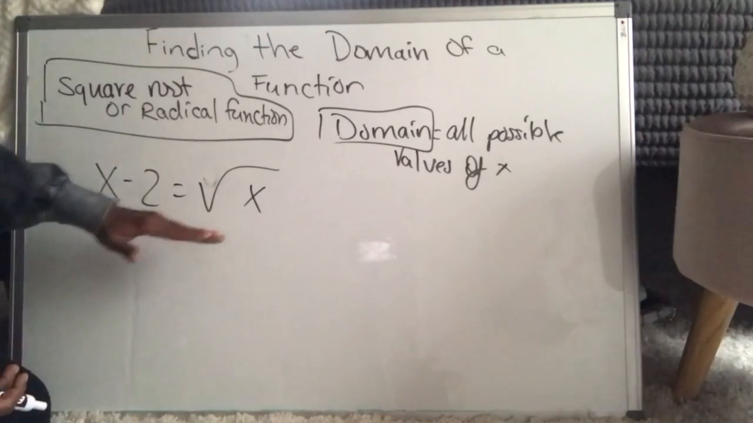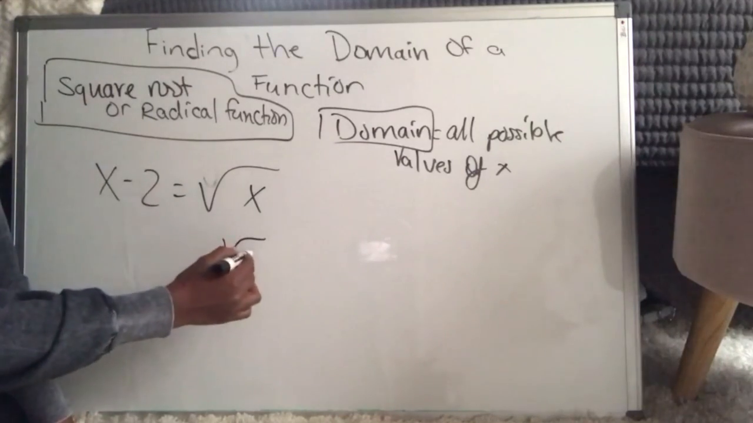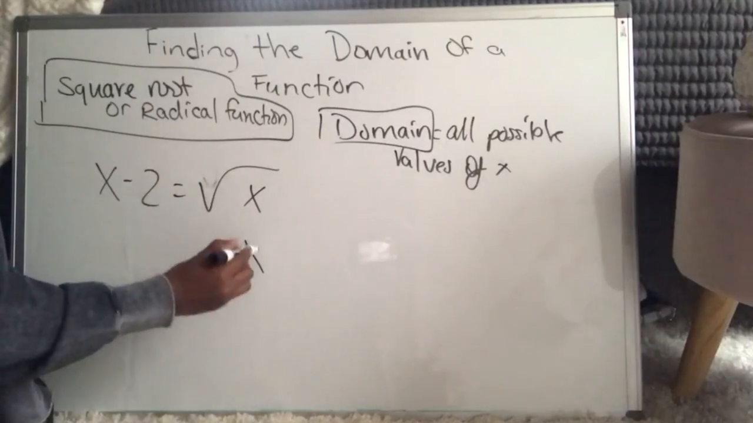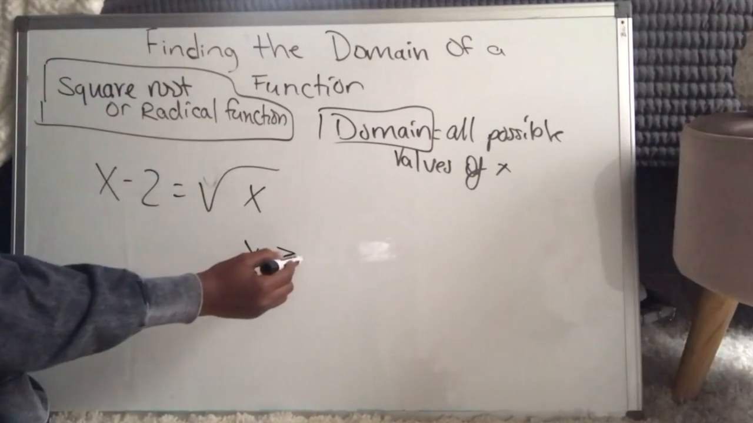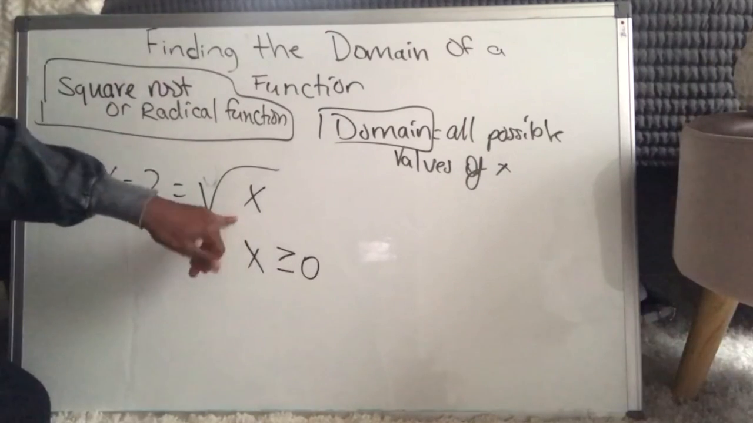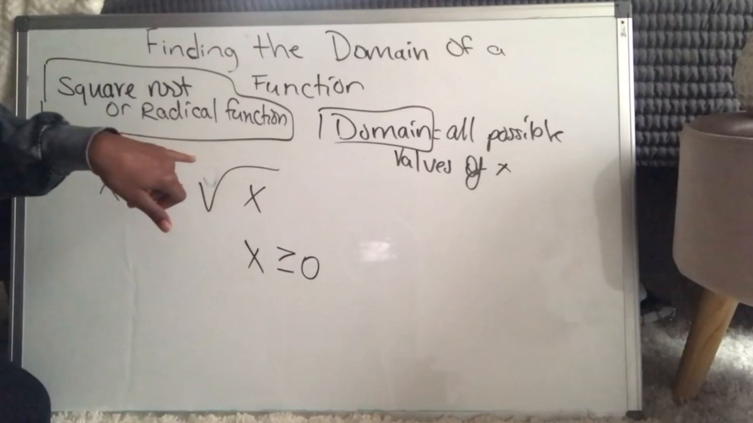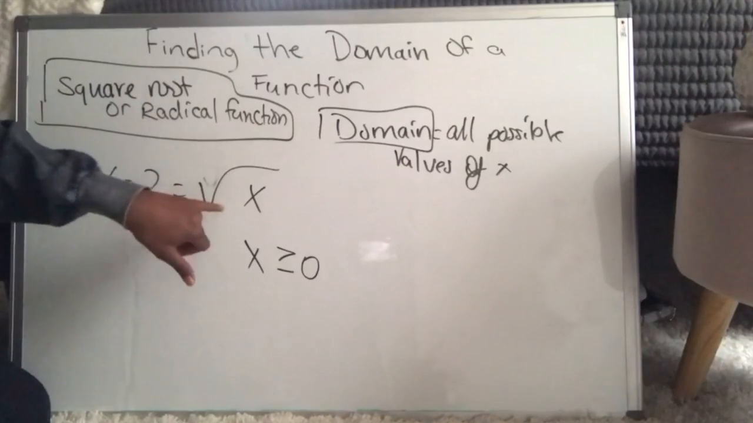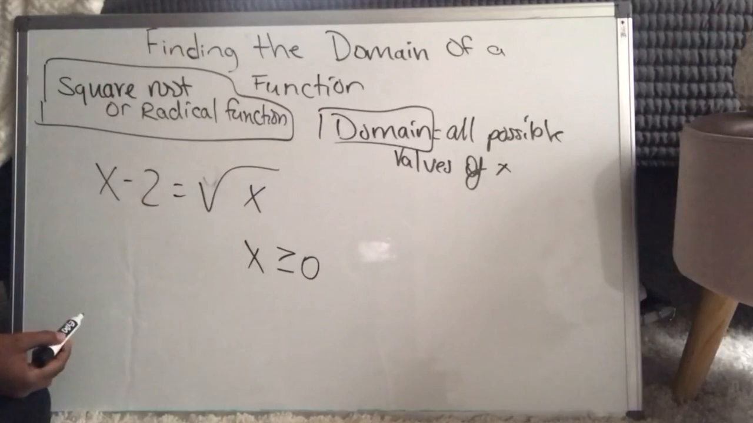So what we like to do is set up our radical function, the x, because we're still looking for all possible values of x. We like to say it has to be greater than or equal to 0. Because anything less than 0 will make this a negative number, and therefore you cannot take the radical of a negative number because it will be imaginary. So we know that our x has to be greater than or equal to 0.